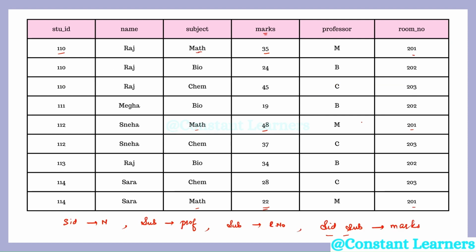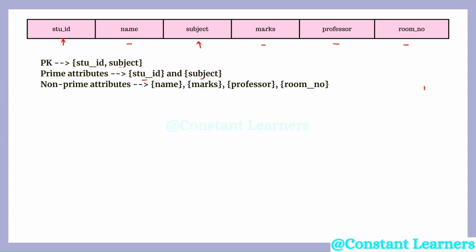Now we already discussed that this table is in first normal form, right? We've transformed it into first normal form. But is it in second normal form? For that we need to check the partial dependencies. Partial dependencies exist when non-prime attributes are dependent on a proper subset of candidate keys, right? The proper subsets of candidate keys in this case are student ID and subject. These are the two proper subsets of the candidate key, right?